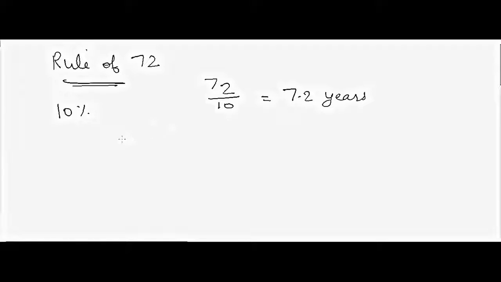Suppose the rate of interest is 20%, then 72 divided by 20 is equal to 3.6 years to double your money. So this is approximately right. If you do the calculations, it is approximately right. So this is what we call the rule of 72.